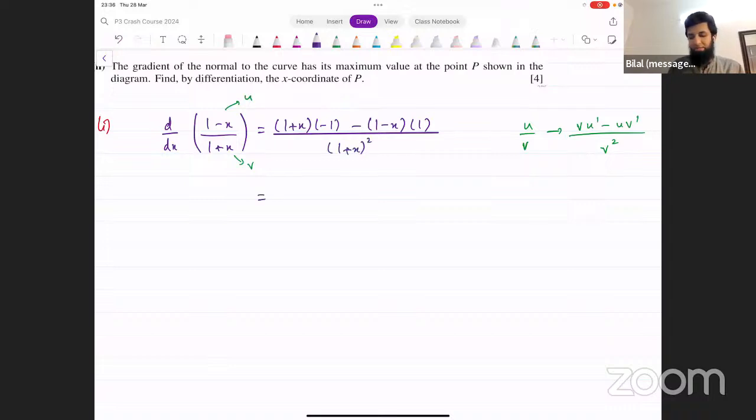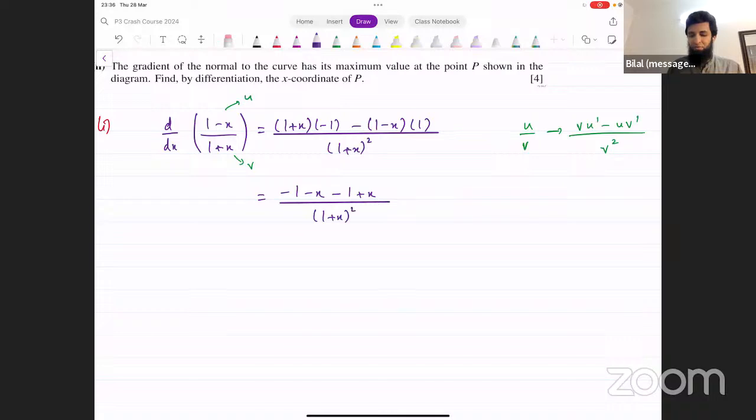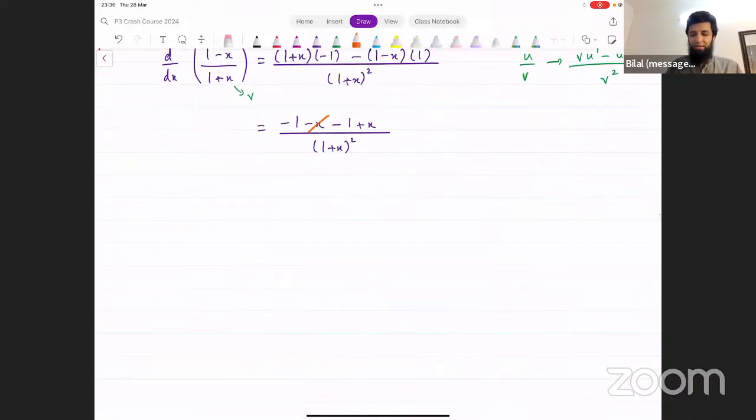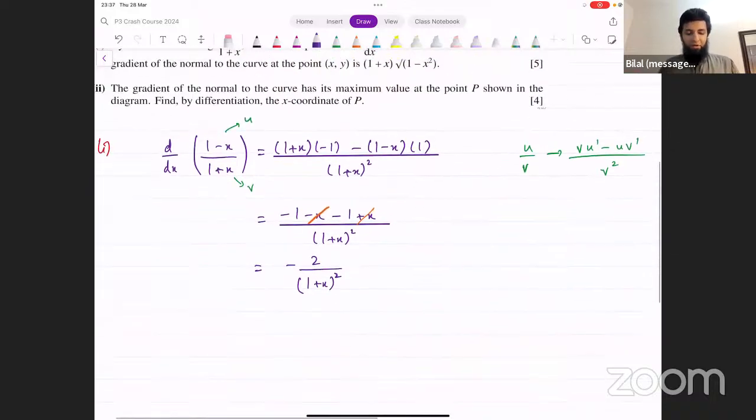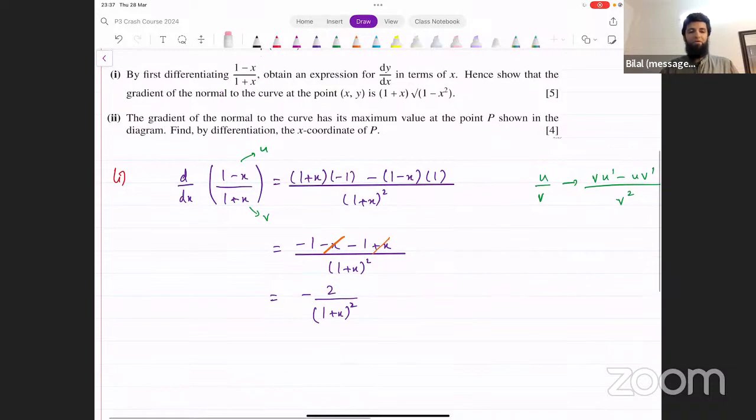Now we could simplify this. 1 plus x into minus 1, that's going to be minus 1 minus x, minus 1 plus x, divided by 1 plus x whole squared. Minus x and plus x, they get cancelled. And we're left with minus 2 over 1 plus x whole squared. That's the first thing that we were looking for. We had to find the derivative of this thing. So we have found that derivative.